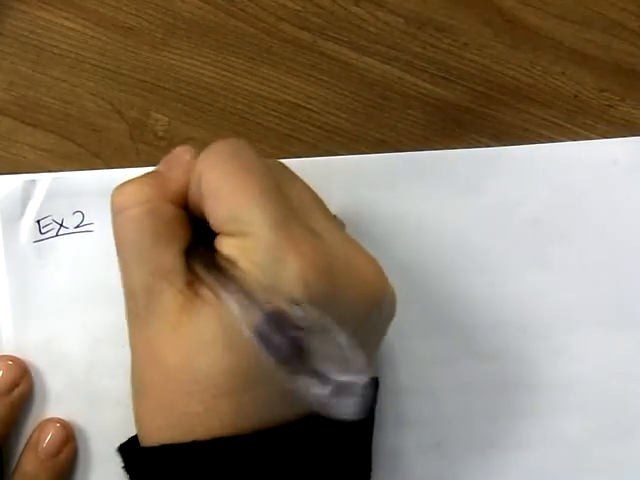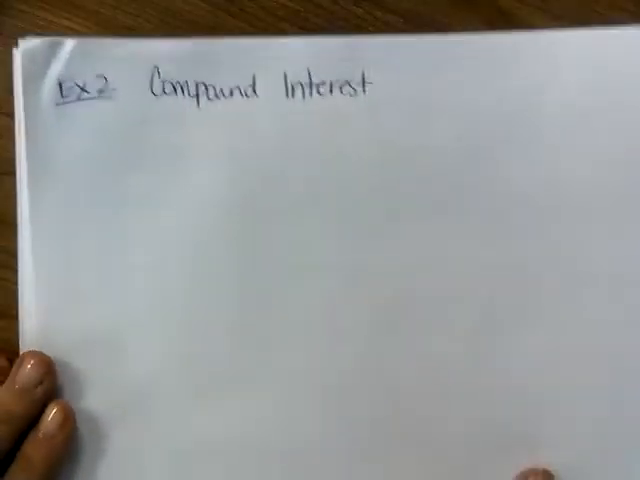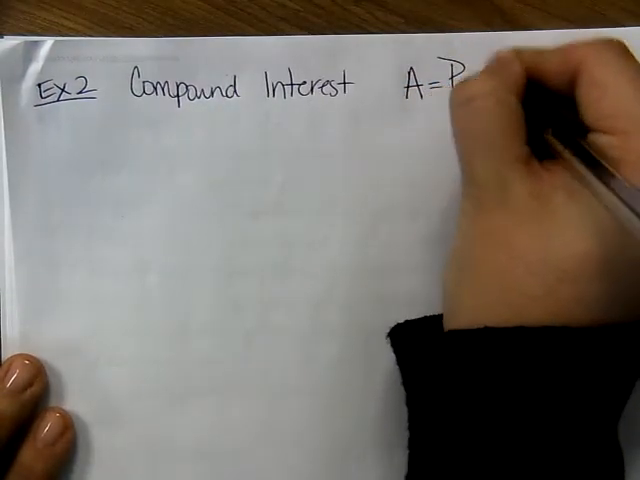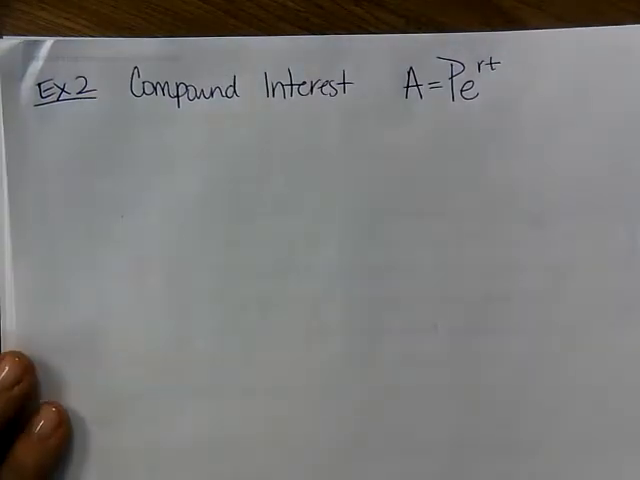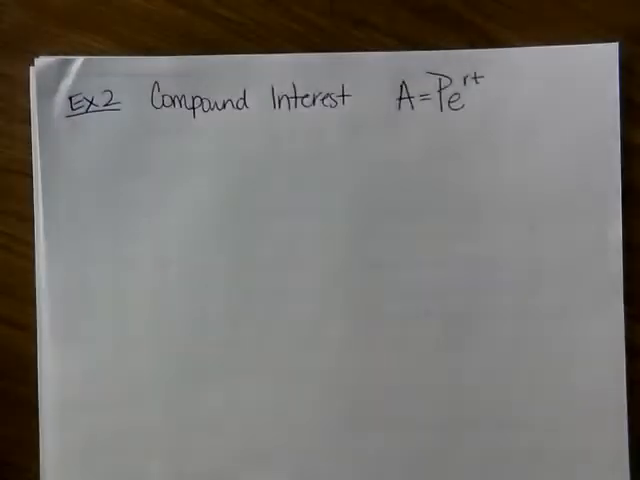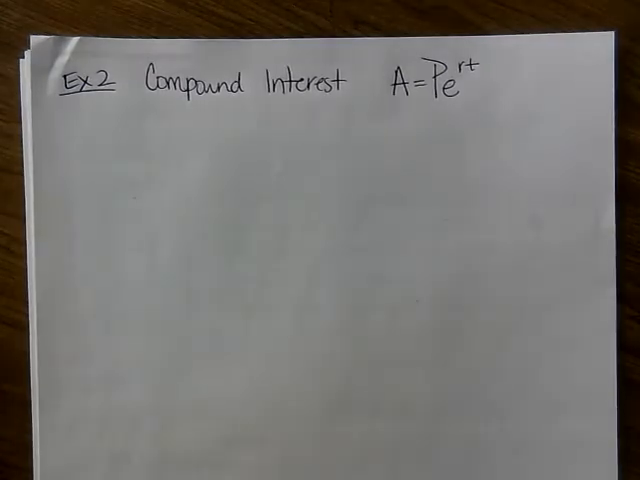The next thing we're going to talk about is back to those investments. So this is example 2, and we're going to talk about compound interest again. Okay, so compound interest, remember, looks like A equals P times e to the rt. Right, do you remember what all those pieces represent? A is the amount of money that's left after a certain time has passed. P is that initial investment. R is your rate, but it has to be in terms of a decimal. And then T is your time in years that have passed.